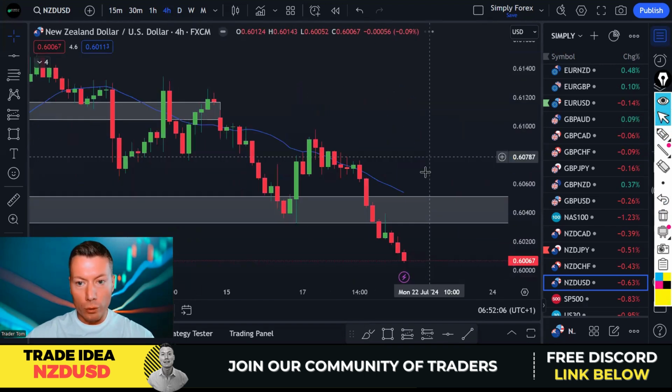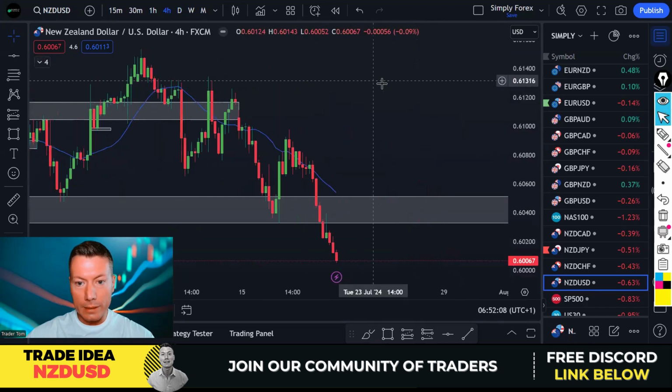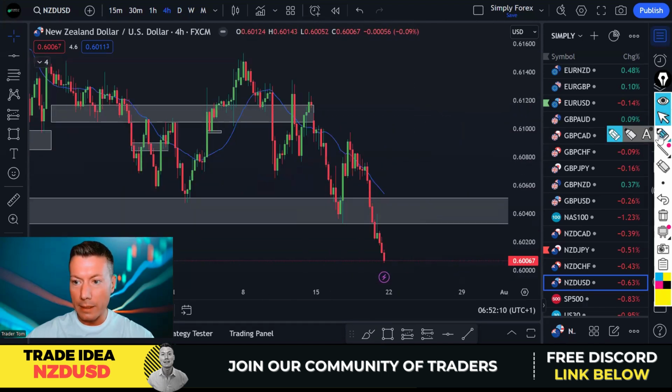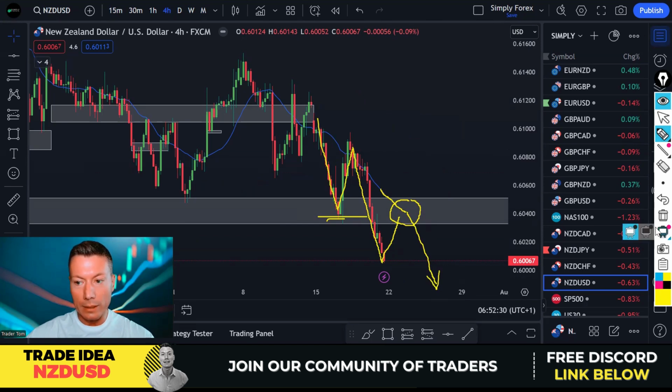If we drop to the H4, what we want to see is this, guys, right? We want to see a retrace back to this level. Okay, so we can see on the H4, we're in a downtrend. We want to see a retrace back to this level. Okay, moving average 20 catches up. We get a nice bearish reaction, and then we can start selling New Zealand dollar, US dollar.